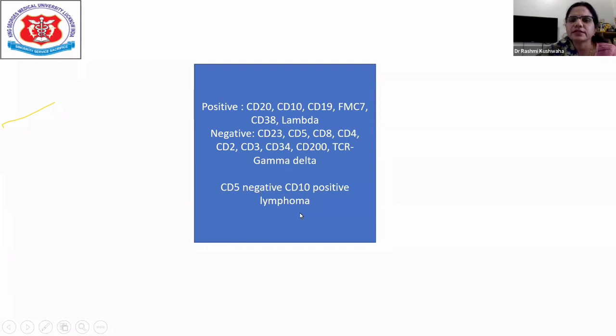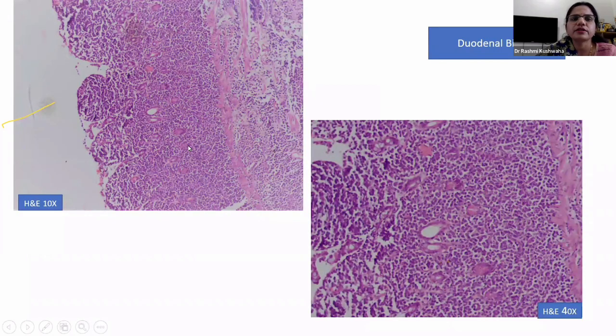So it's a CD5 negative, CD10 positive lymphoma. Later on, we reported it as B chronic lymphoproliferative disorder, CD5 negative. And because of the big size of the cells, we wrote it as probably diffuse large B cell lymphoma. Let's see what we got here.